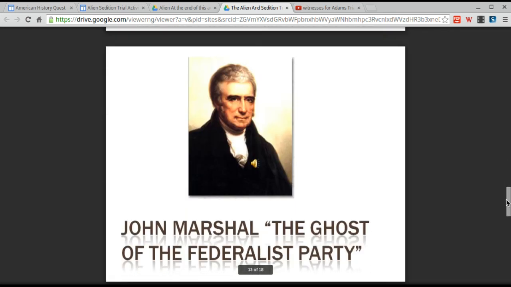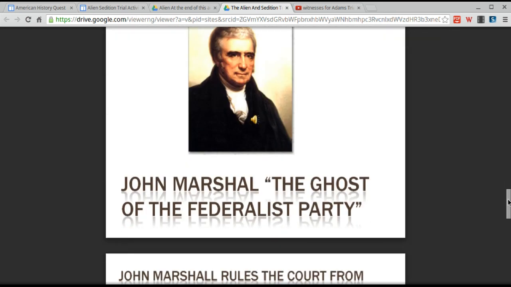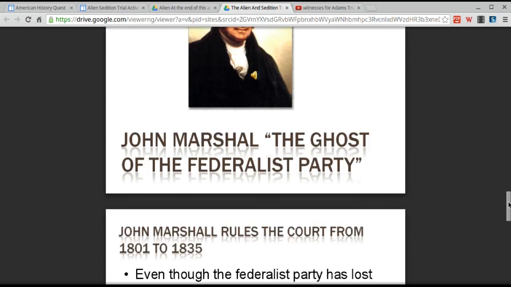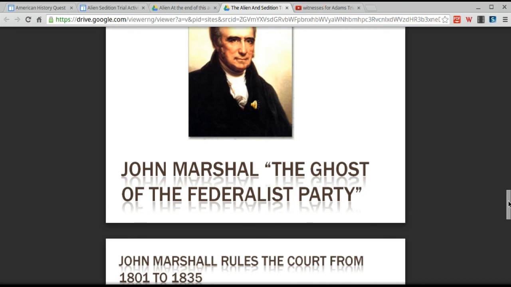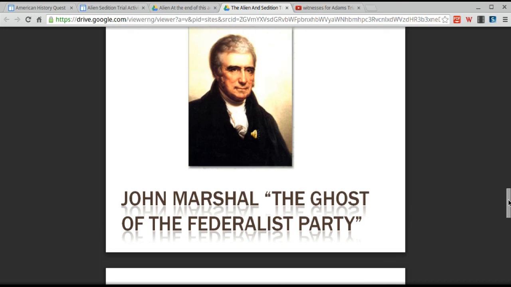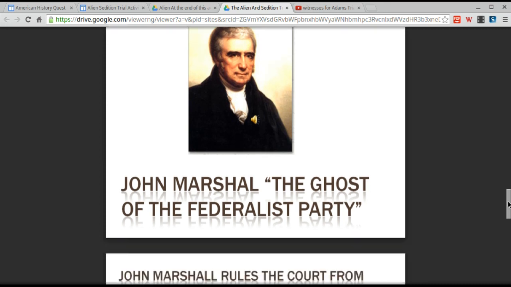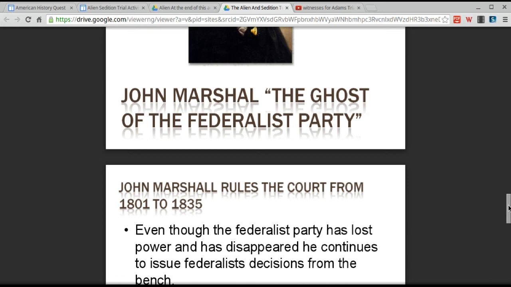Moving right along, John Marshall is sometimes referred to as the ghost of the Federalist Party. We're close to Halloween, so this is spooky. John Marshall is the ghost of the Federalist Party because he sits on that bench for over 30 years. The Federalist Party is going to disappear, but John Marshall's still going to be there issuing decision after decision after decision. So one more time, I want to really encourage you to watch that screencast about John Marshall.